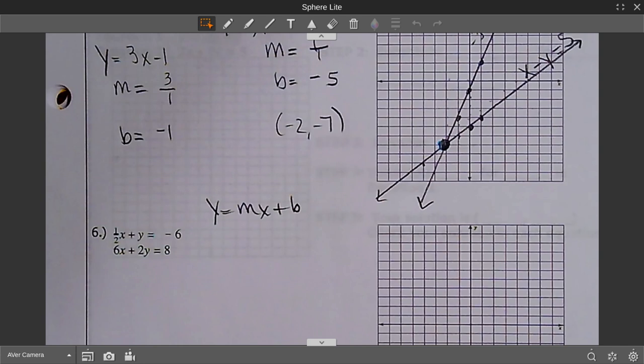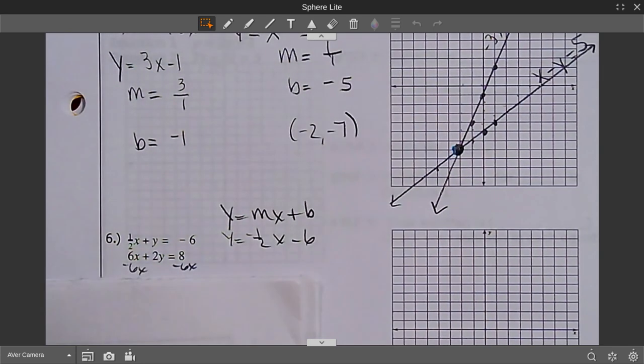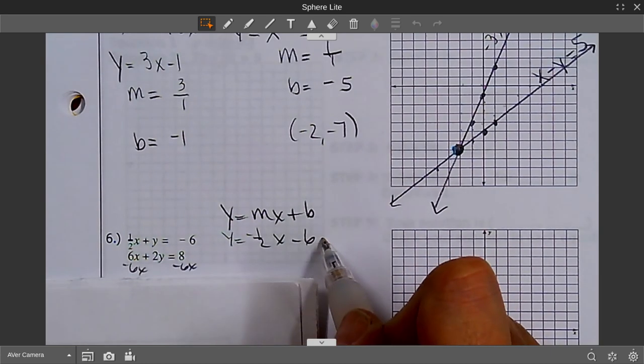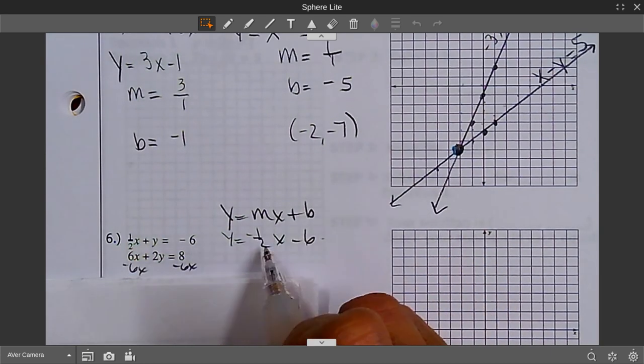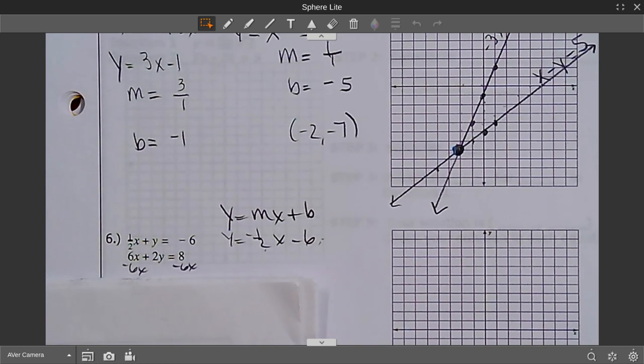No. Why are you guys combining the constant and the x? Say it one more time. Y equals -1/2 x minus 6. There you go. Y equals -1/2 x minus 6. The 6 does not have an x, so I can't combine them. The -1/2 has an x, so I can't combine it with that.